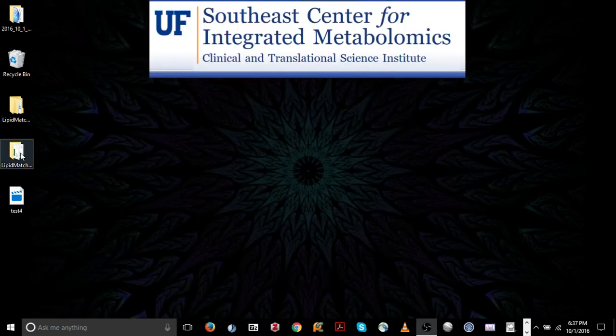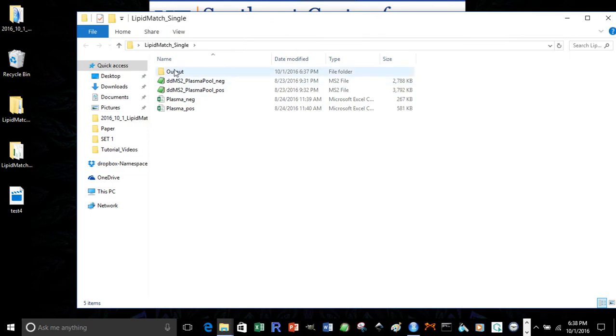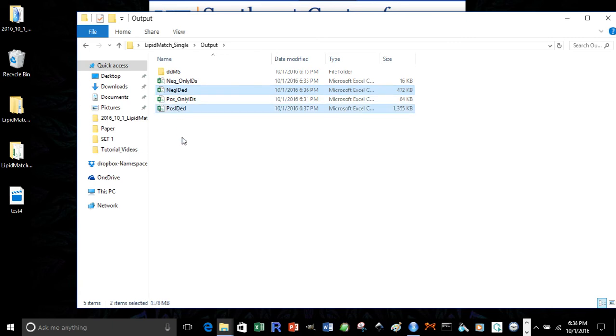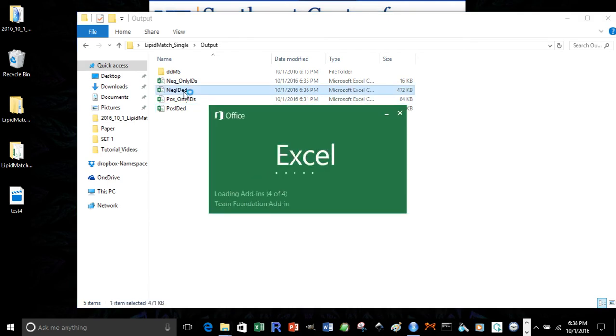Now, we can look at the folder which we used as an input, and we'll see a new folder generated called output. We double click this folder. These two files, neg-ID'd and pos-ID'd, or just one if you only have one polarity, are the most important files for LipidMatch. If you double click this, you'll see why.